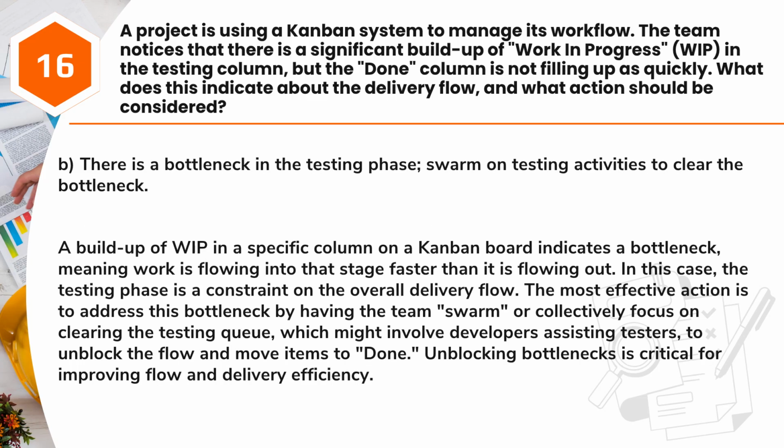Answer: B. There is a bottleneck in the testing phase, swarm on testing activities to clear the bottleneck. A buildup of WIP in a specific column on a Kanban board indicates a bottleneck, meaning work is flowing into that stage faster than it is flowing out. In this case, the testing phase is a constraint on the overall delivery flow.